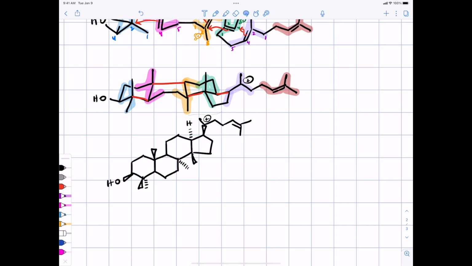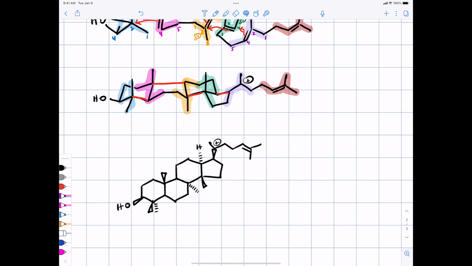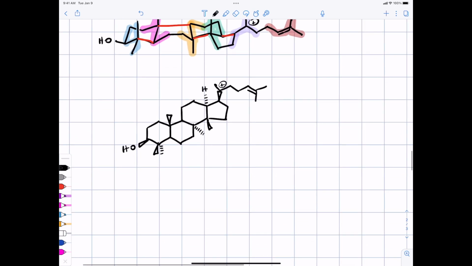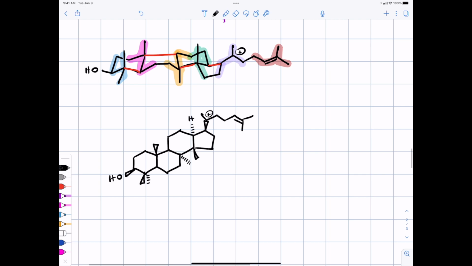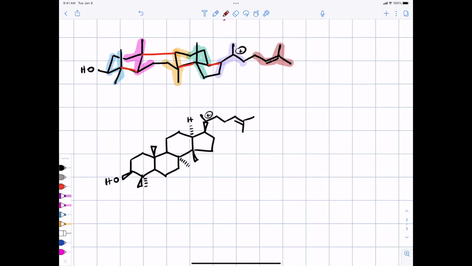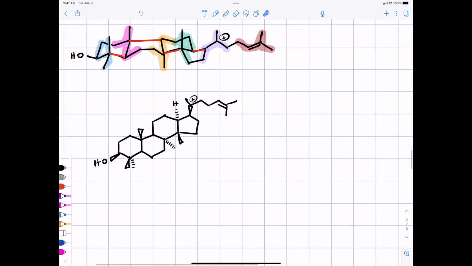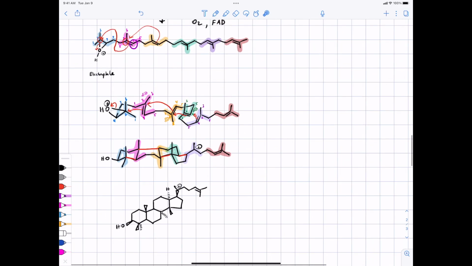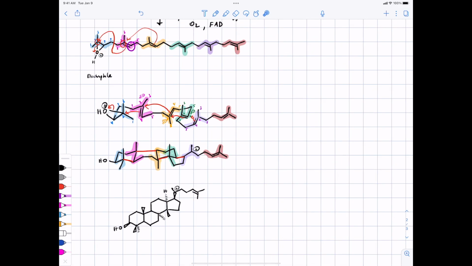Okay. So, a lot of complexity built up in that original step. I'm dropping at this stage the labeling of the isoprene units and the new bonds that we made in red. But again, kind of crazy from a linear precursor to something that complicated in a single step.